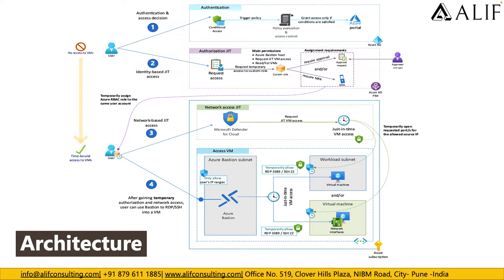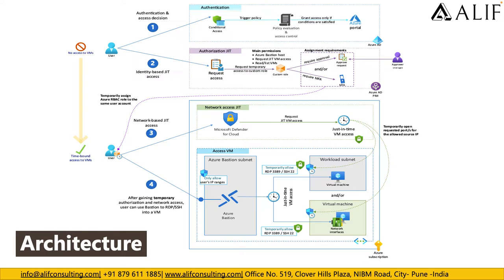First, the user is going to log in on the portal with the conditional access policy. Second, they are going to request role access. Third, they are going to request JIT access for the VM. And fourth, after gaining temporary authorization through just-in-time access, by using Azure Bastion, they are going to connect to the Azure VM.